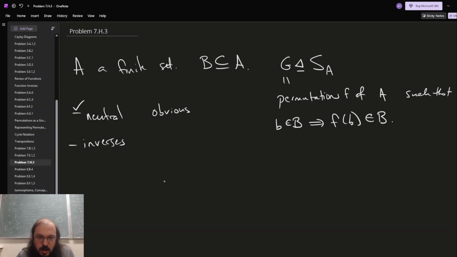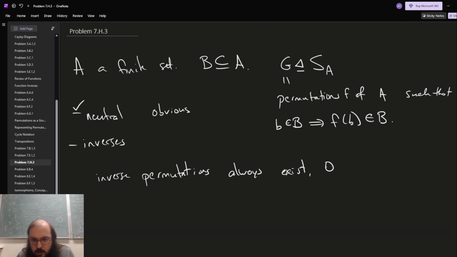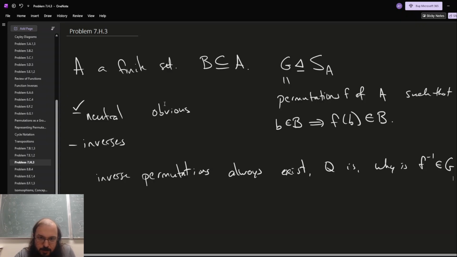For the inverses, we have the following logic. Every permutation in S_A has an inverse permutation. Permutations always exist. The question is, why is F inverse also an element of G? And here is my argument.